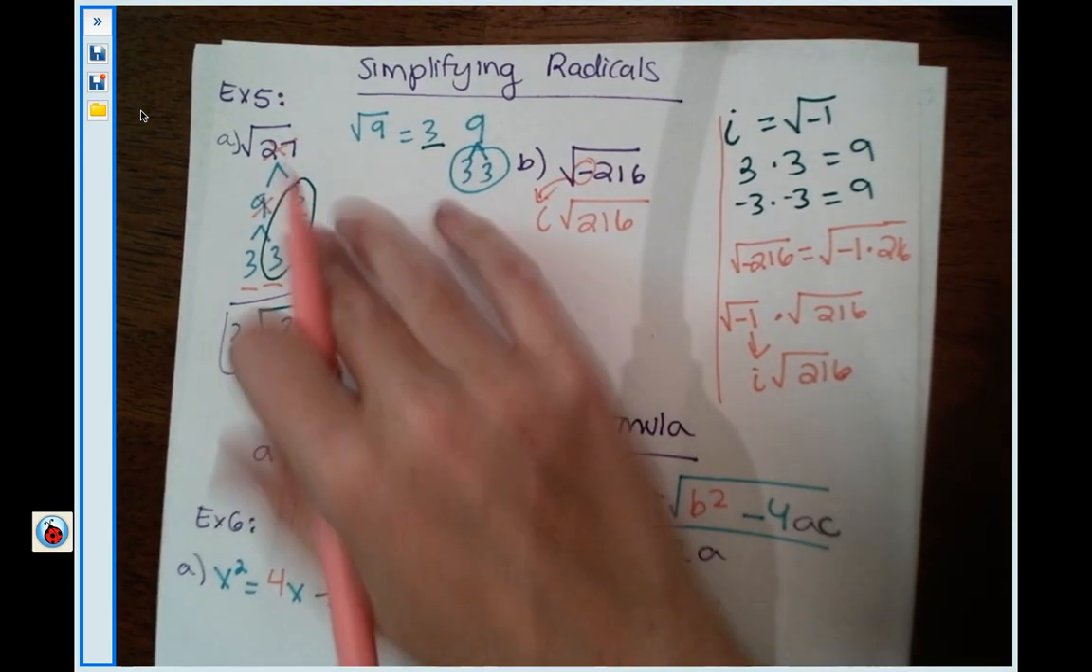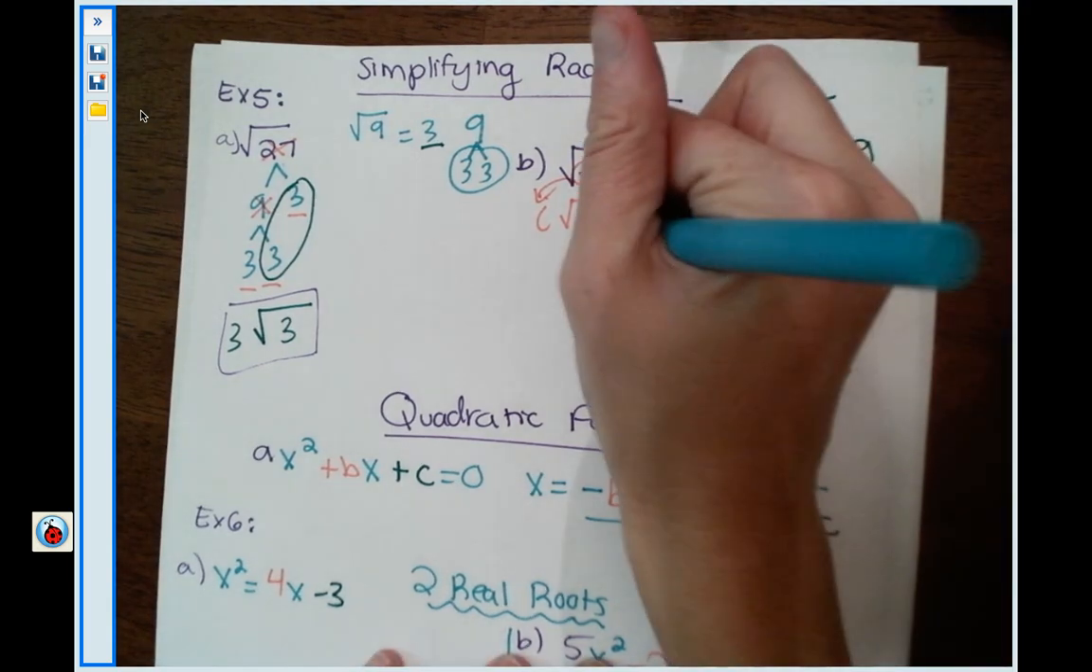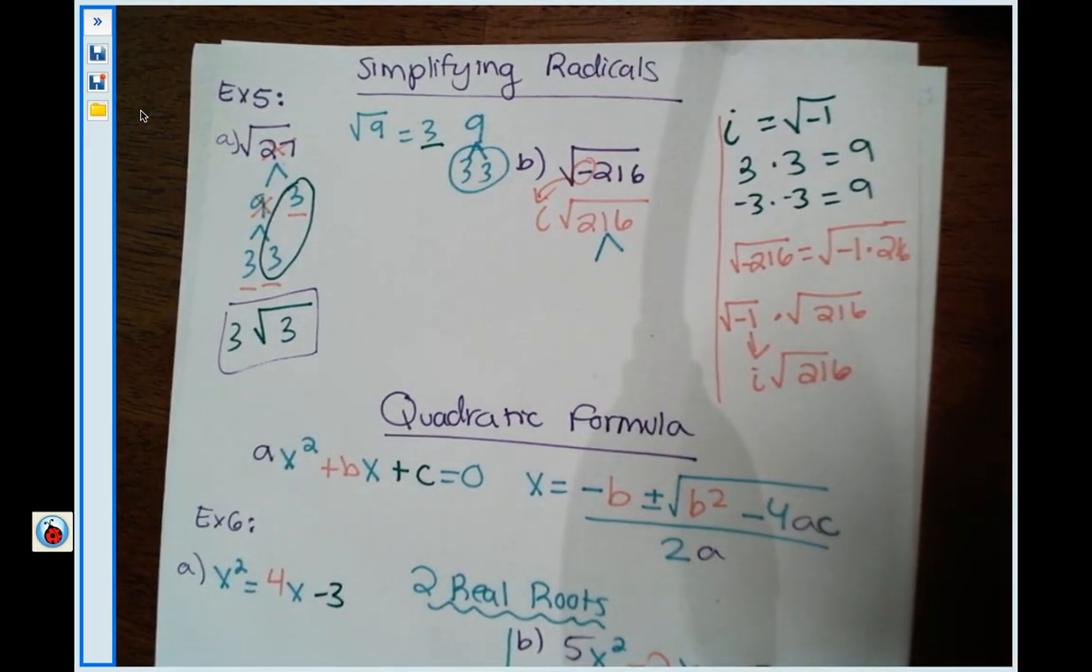So I'm going to do this the same as I did over here. I just have a much larger number. So let's break it on down. I'm going to do my factor tree. I'm going to think of two things that go into 216, which a lot of things go into 216.